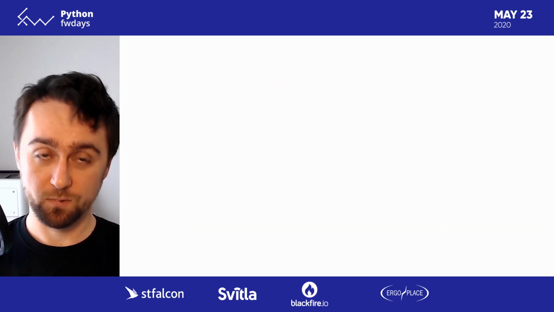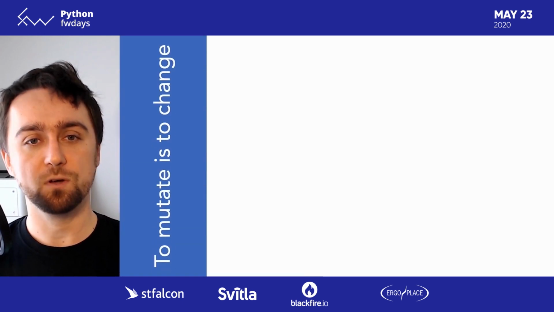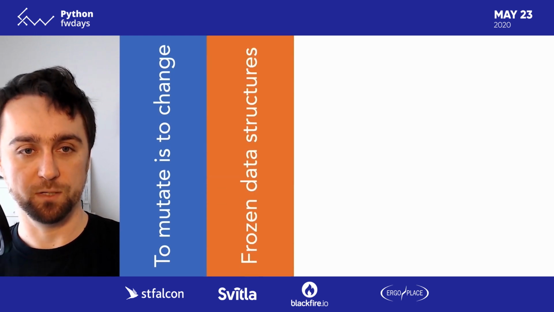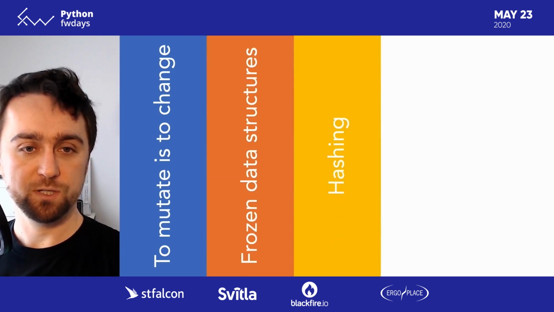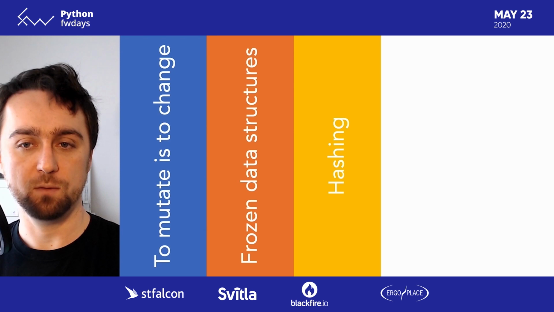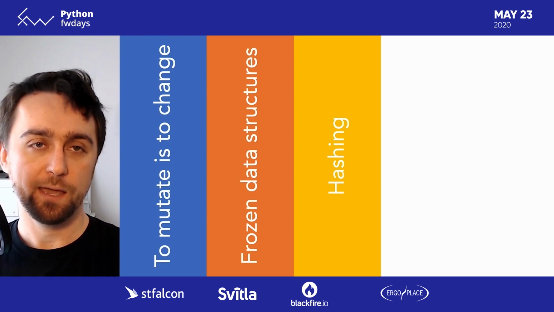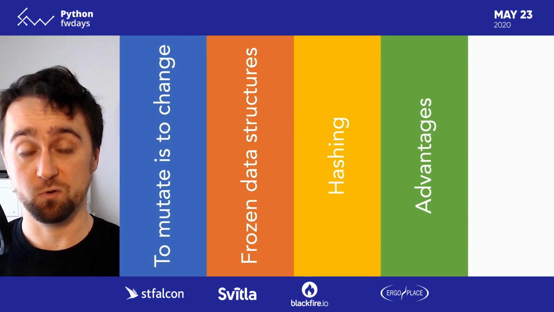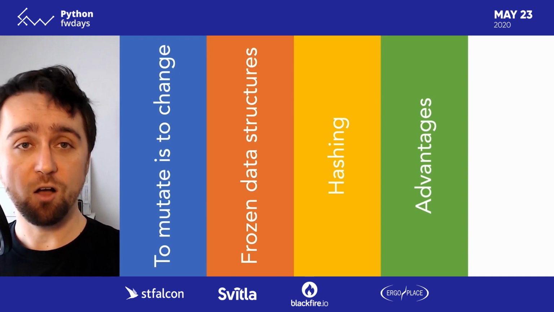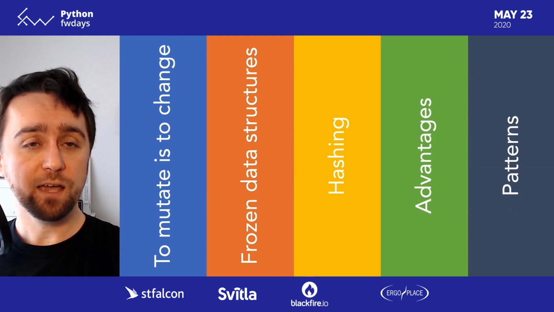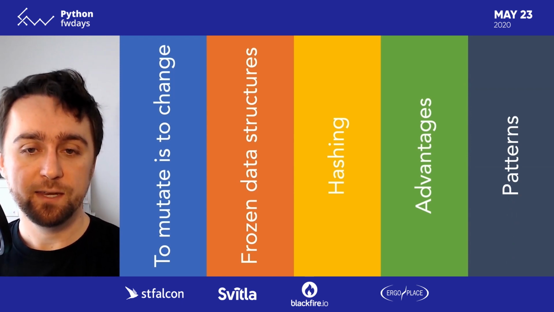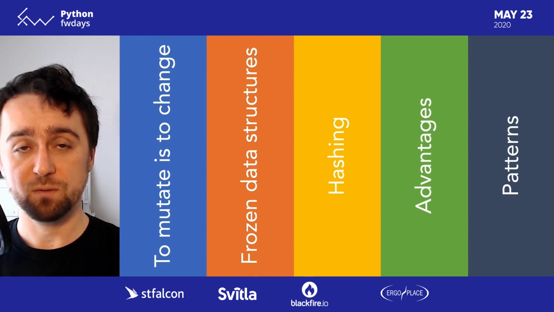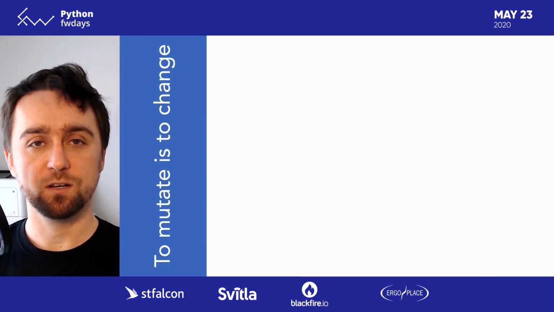But today, we're going to talk about something else. The agenda is roughly as follows. We're going to talk about mutability, immutability, hashing, which is a unique superpower of immutable data structures, and how we can take advantage of the superpower and what the advantages are. Finally, I'll leave you with 3 take-home patterns that you can start using right away to make your programs better. Let's start at the beginning.